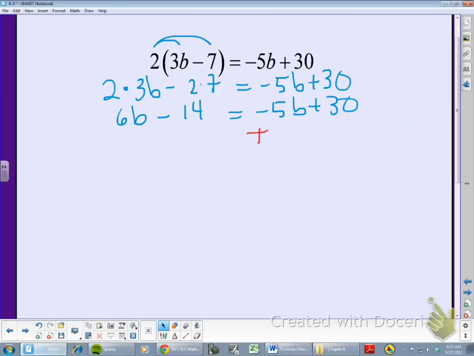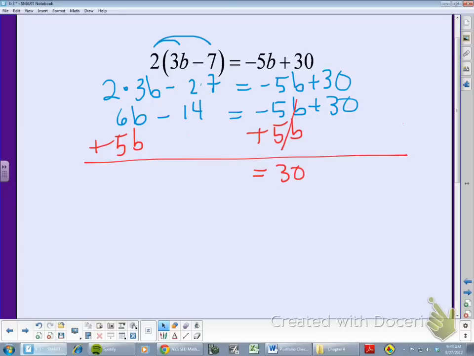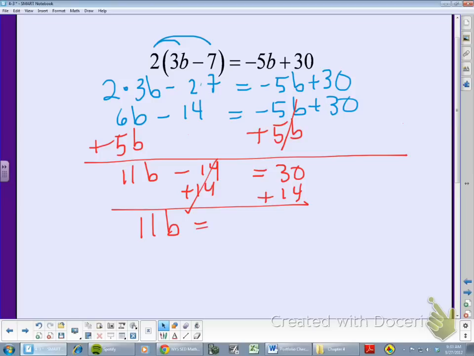But I'm just going to add 5b to both sides, because for me, that makes it positive 11 on the left-hand side. And I like working with positives. So 11b minus 14. Okay, and then I'm going to add 14 to both sides. 11b is equal to 44, and divide by 11, and then b is equal to 4, right?